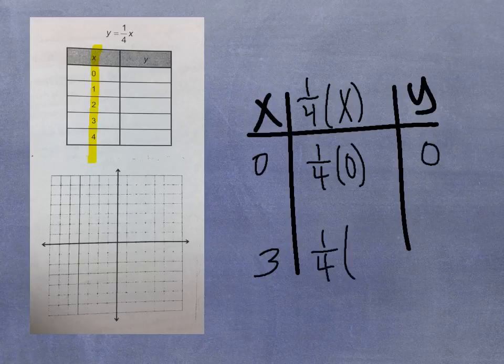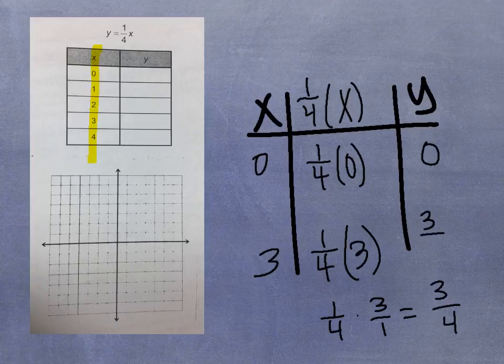3 times 1/4. Well, that's the same thing as times 3 over 1. You did a lot of that last year. I know you did in 7th grade. So straight across, 1 times 3 is 3. 4 times 1 is 4. So it's 3 over 4. Finish that on your worksheet.